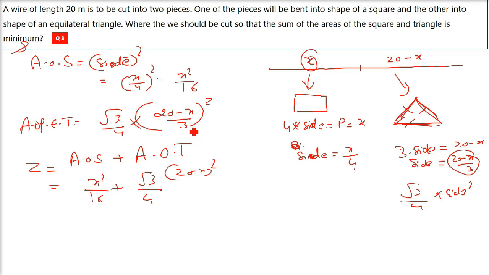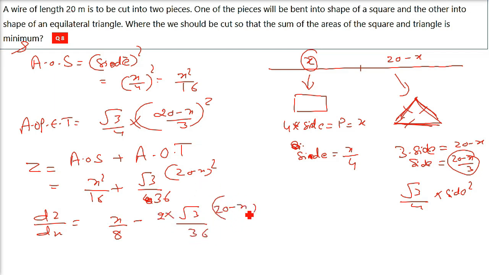And rather than expanding 20 minus x square as a minus b whole square, we will simply differentiate it here only. Differentiating here will be quite simpler, because x square by 16 will be 2x by 16, which will give you x by 8. Here in this case you have root 3 by 36. Let it be like this. 20 minus x square will be 2 into 20 minus x. Differentiation of 20 minus x will be negative 1, so this negative will come in between. So we will get x by 8 minus 2 root 3 by 36 into 20 minus x. So there will be a negative in between.